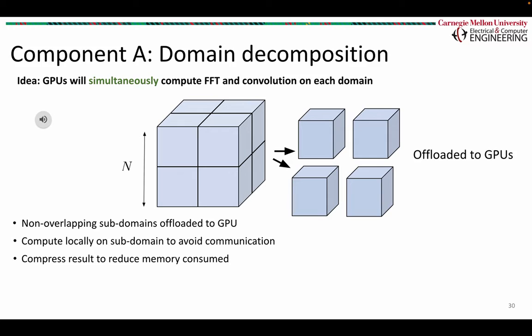Since the GPU has small on-chip memory, we have no choice but to process the 3D input in parts called subdomains, which are offloaded to the GPU. This is known as domain decomposition. Using traditional methods, this would involve all-to-all communication, but our idea is to compute the FFT and convolution locally on each part within GPU memory. In order to reduce memory footprint, we show how the result can be compressed in order to fit into GPU memory, and the input subdomain can also be compressed if necessary.